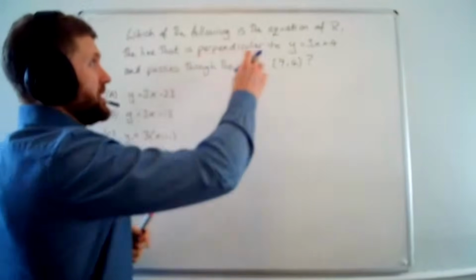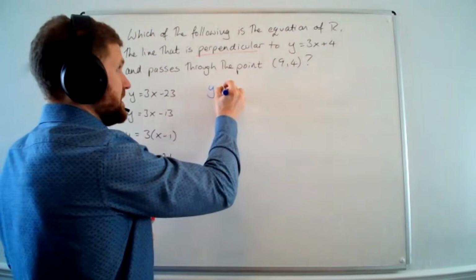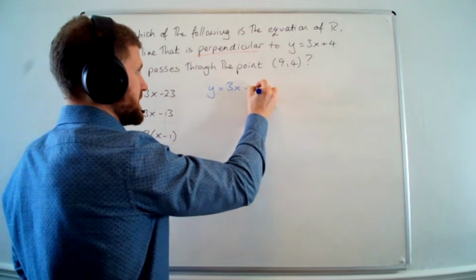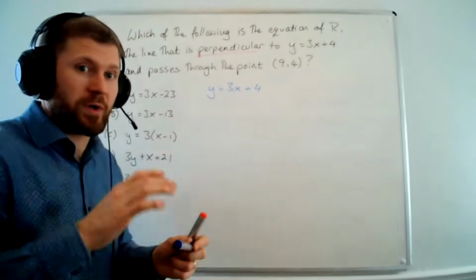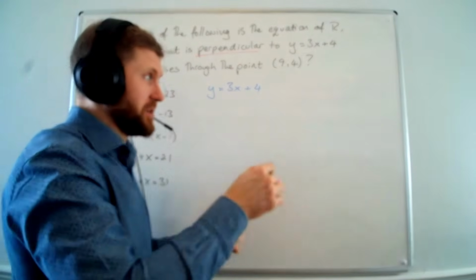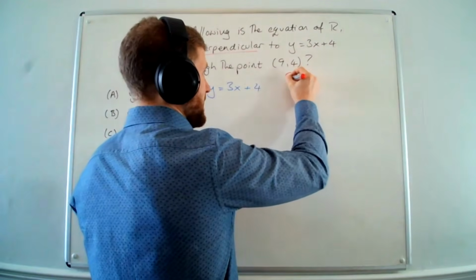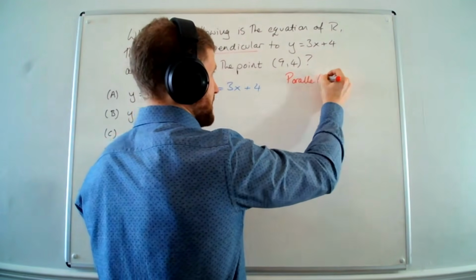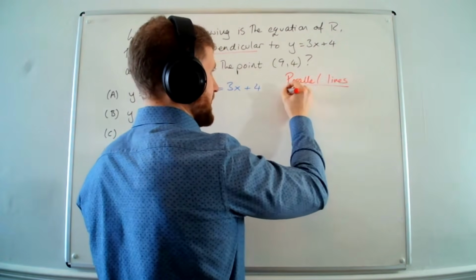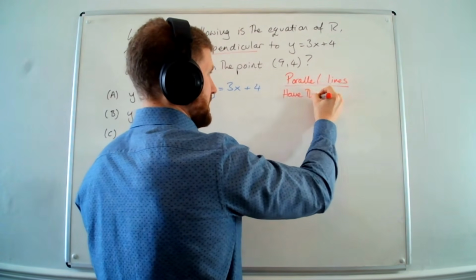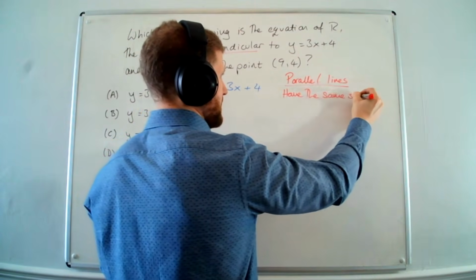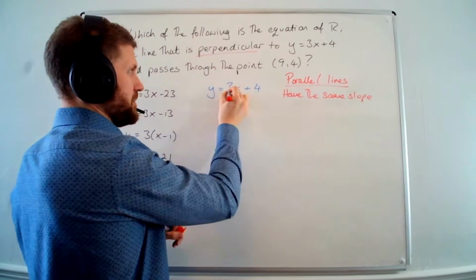All right, so the bit that we know is our line is perpendicular to this. We were given this y equals 3x plus 4. Now, I'm going to do parallel lines first so that we can do the whole question together. But in parallel lines, what we can say about them is they have the same slope. So the slope of this line is 3.